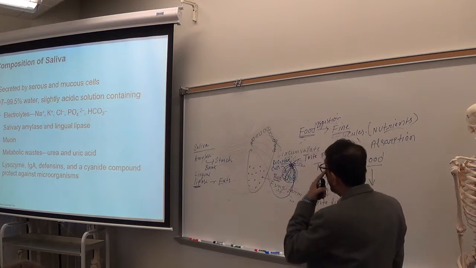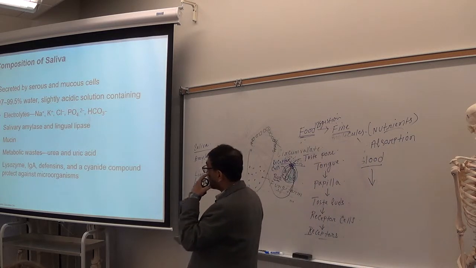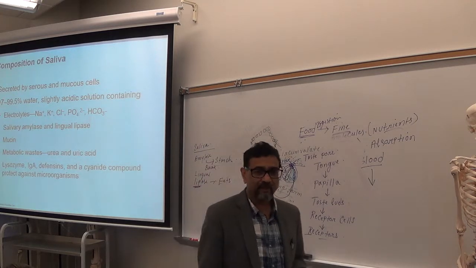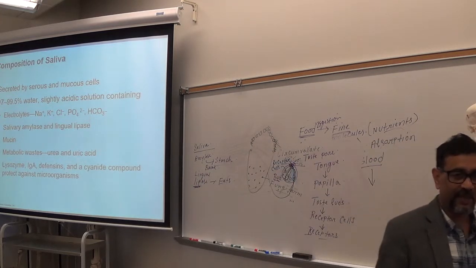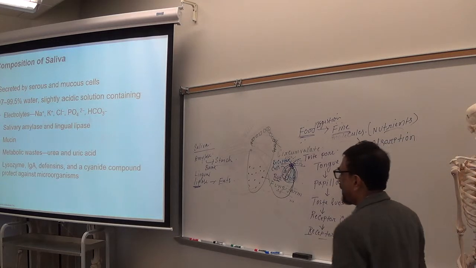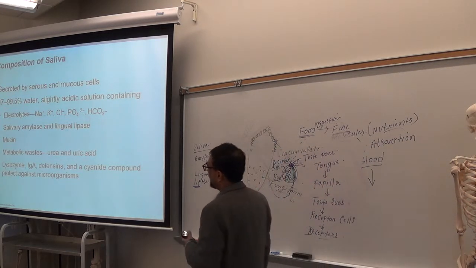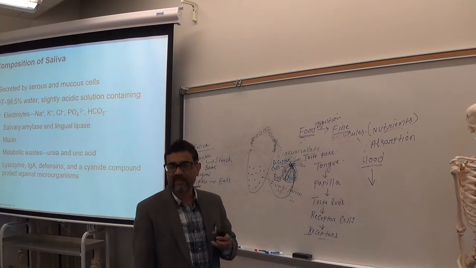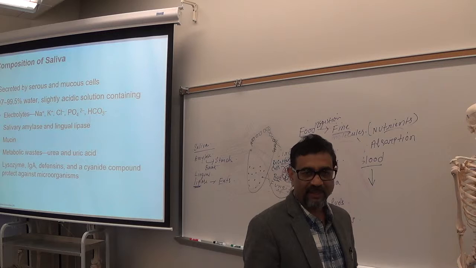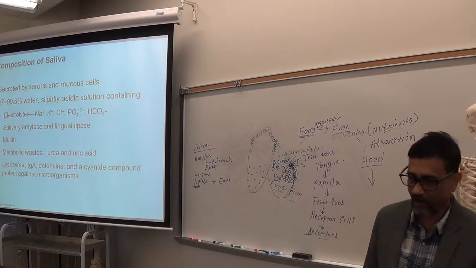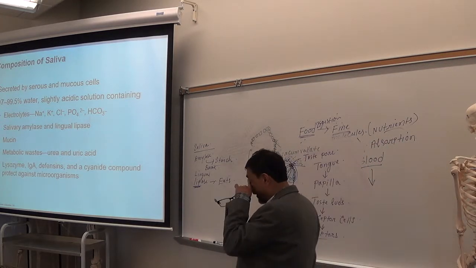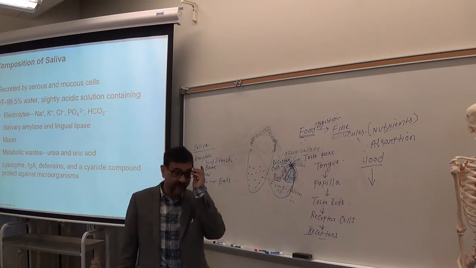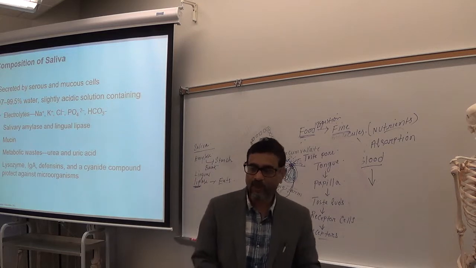Now the salivary gland has two types of cells, serous and mucus. Serous is watery secretion, thin secretion. Mucus is thick, slippery and sticky. So mucus is slippery and sticky, and serous is thin, water-like secretion.